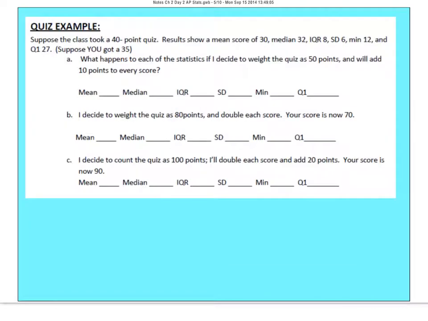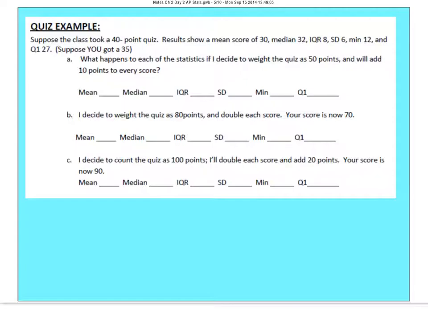If you want another quick example, let's do this one. Suppose a class took a 40-point quiz. The results show a mean score of 30, the median 32, IQR of 8, standard deviation of 6, min of 12, and quartile 1 of 27. What happens to each of these statistics? So the first thing I want to do is add 10 points to everyone. So this will be x plus 10.